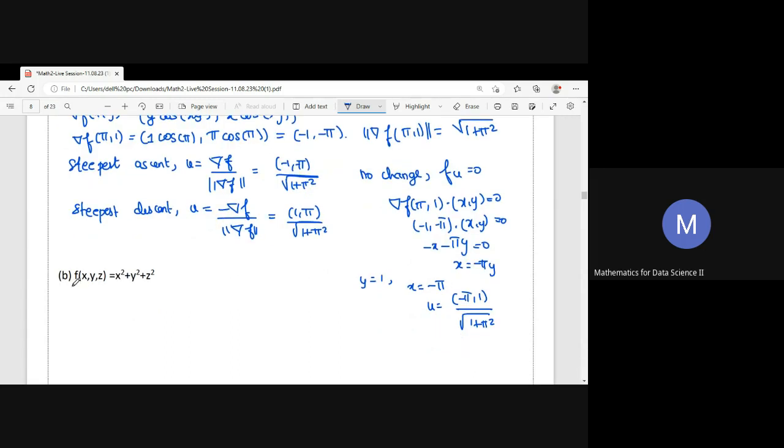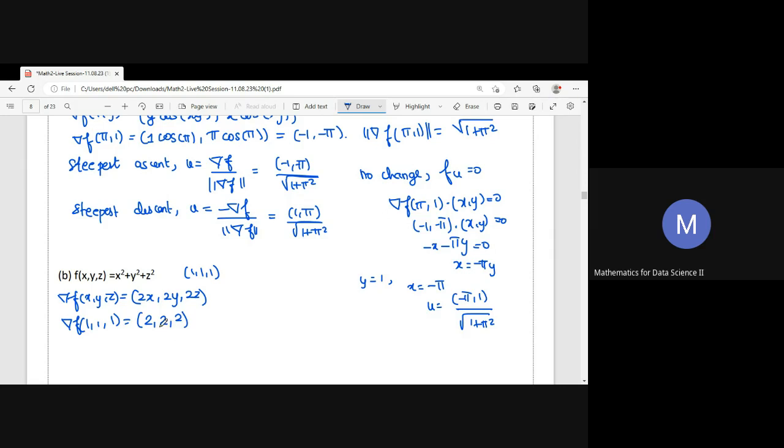So the same problem we are going to do for a different function. Now what is del f of (x, y, z) for this function? 2x i cap plus 2y j cap plus 2z k cap. So this is your del f. Now what is the direction given to you? Sorry, not direction, the point, (1, 1, 1). So del f at (1, 1, 1) is (2, 2, 2).